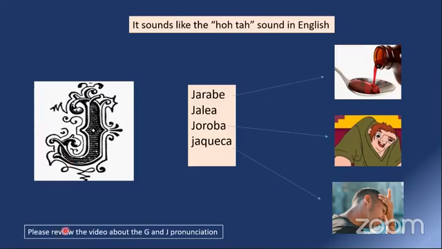J. Remember to review the video about the G and the J pronunciation. Those are part of the most difficult letters in Spanish. Sounds like J. Some examples here. Jarabe. I hope your baby takes the jarabe. El jarabe es antibiótico. Jarabe is this one here, the syrup. Jalea is a little bit thicker, like the honey is a jalea. Honey is a jalea. Jarabe is more liquid. Jalea is thicker. Joroba is this part here, the haunch.